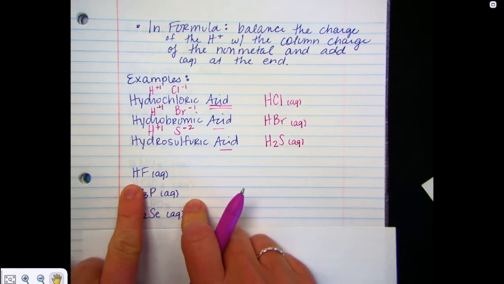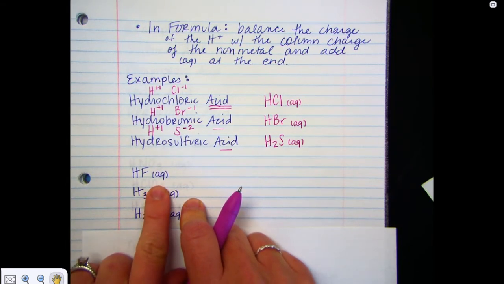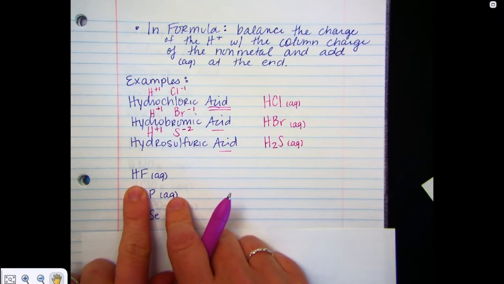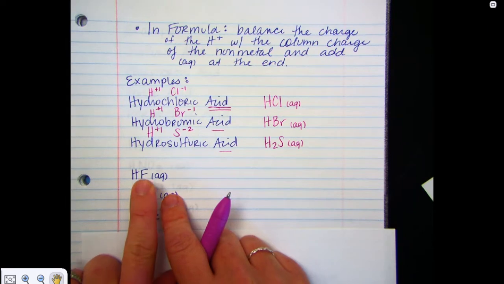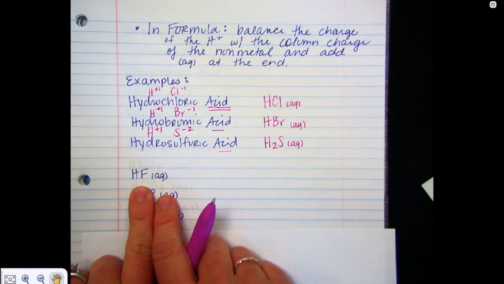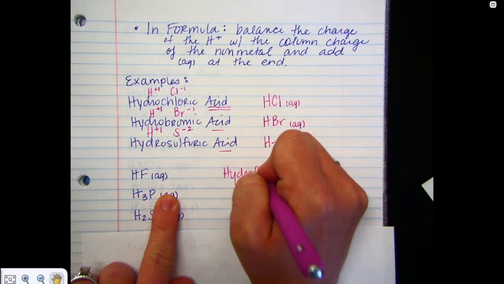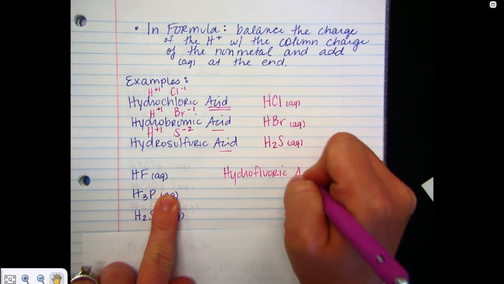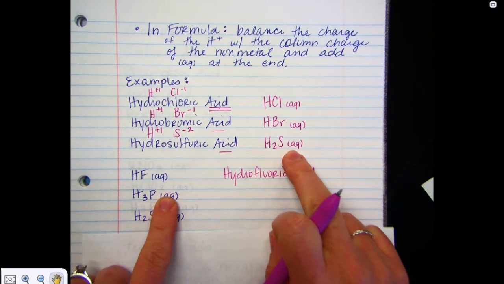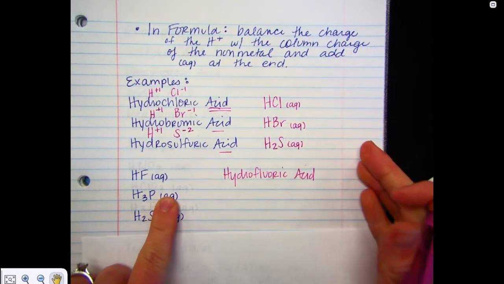HF, so I've got HF and I have AQ. So I'm for sure dealing with an acid because I have that AQ marker. This is hydrogen and just a nonmetal, so I know I'm going to use the hydro whatever-ic acid format. My nonmetal here is fluorine, so this is going to become hydrofluoric acid. You have to include the word acid, just like you have to include the little brackets AQ. If you don't, it's wrong. You can't just call this hydrofluoric. It has to be hydrofluoric acid.